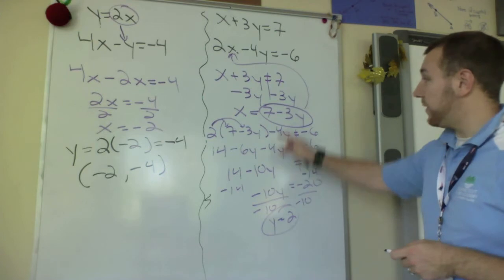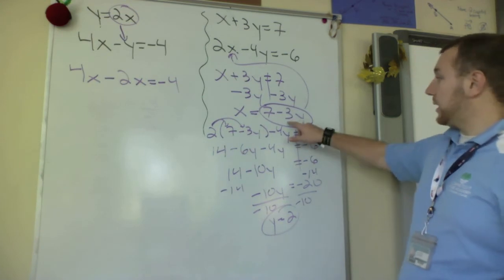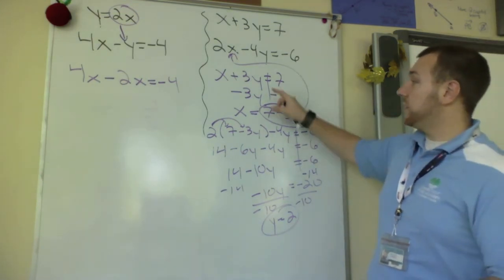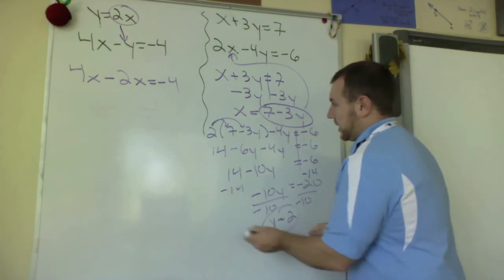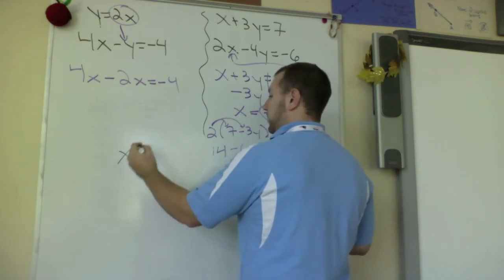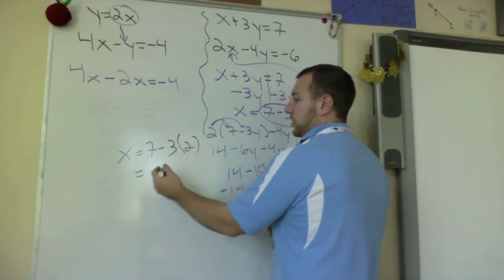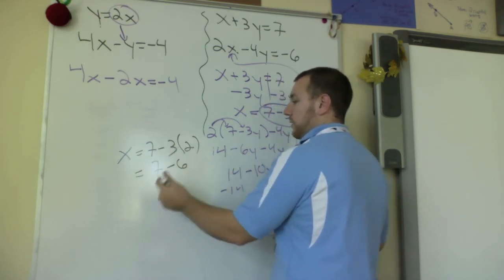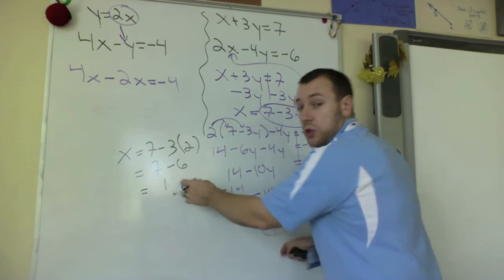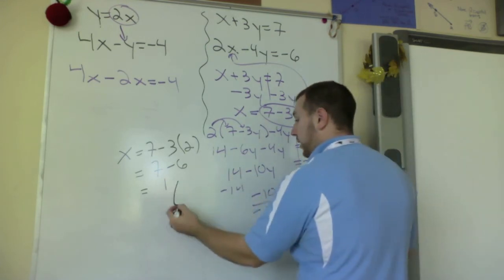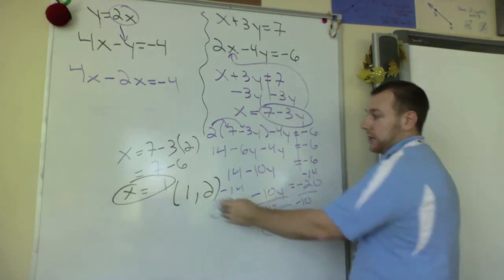But now I have to find x. So I'm going to take this y and plug it into this equation right here. You can plug it into any one of them, but I've already solved for x, so I'm going to make it easy on myself. x equals 7 minus 3 times 2. Well, 3 times 2 is 6, and 7 minus 6 is 1. So the solution to this system is 1, 2. This is my x, this is my y, so 1, 2.